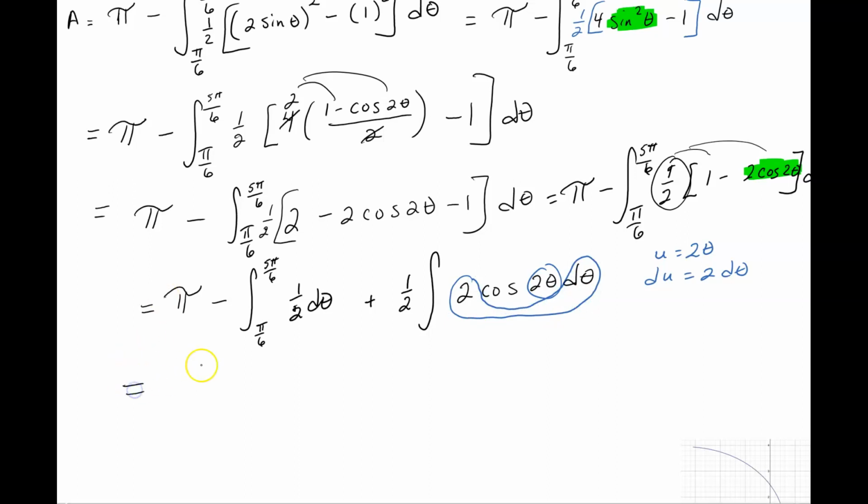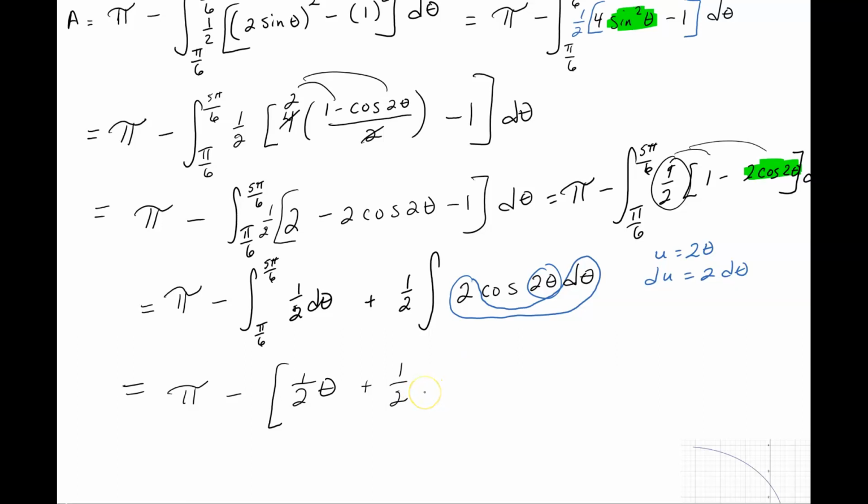So integrating now, we're going to have pi minus, and then here in a square bracket, I'm going to have a 1/2 theta. All right, that's integrated. 1/2 theta plus, I'm going to have a 1/2. Let's see here.